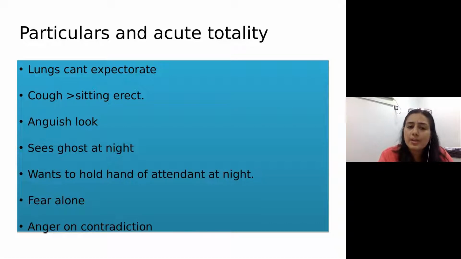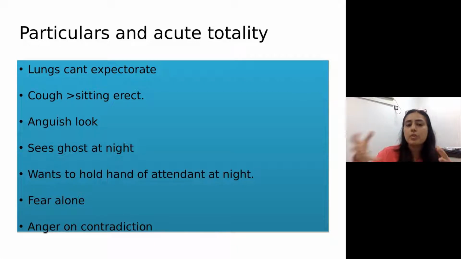This acute totality is the acute present state of the patient, and it will throw the maximum PQRS symptoms of the case. Those PQRS symptoms which we extract during the observation of the patient will lead to the syndrome. So his acute totality, what was observed when I visited, was the lungs could not expectorate, right?